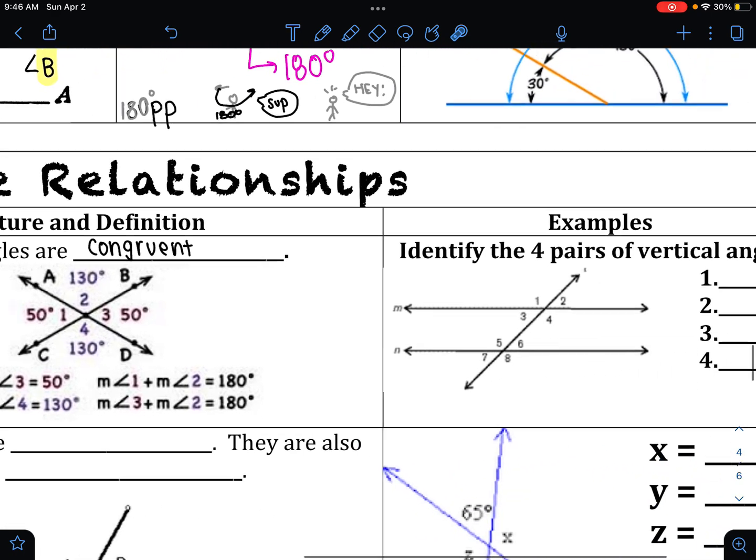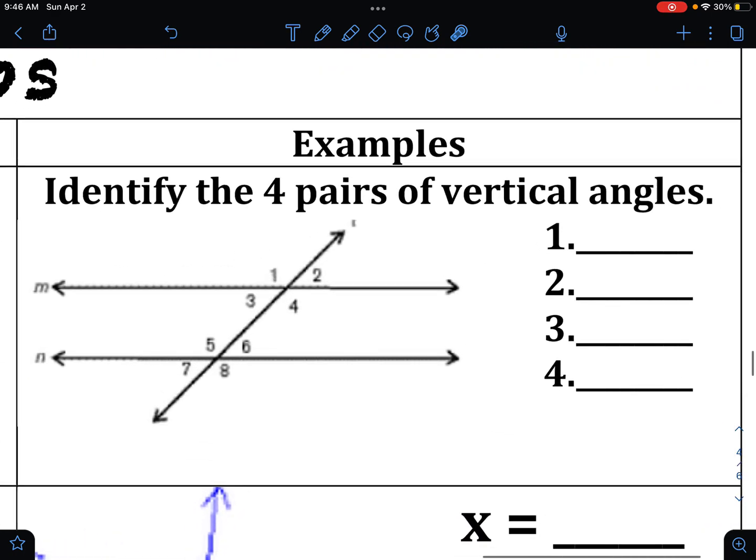So, for example, it says identify the 4 pairs of vertical angles. So that's angles that are across from each other. And really quick, I'm going to let you know that this line M and this line N are parallel to each other. And then this line, I think that's L, is crossing through the 2 of them. So to define these vertical angles, I'm just going to pretend this bottom part is not here to help me figure out what the vertical angles are. For this one, I'm going to give you probably 2.